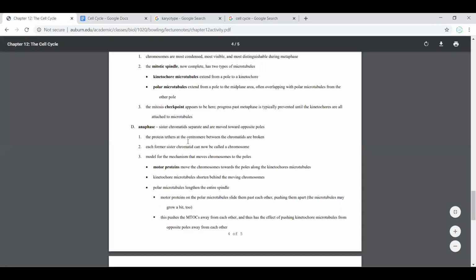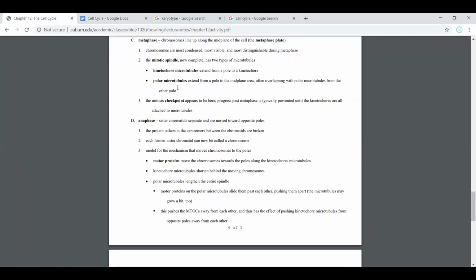So is there anything here I missed? Yeah, so the mitosis checkpoint appears here. So pretty much until all of the microtubules are connected, or once all chromosomes have a microtubule attached to them, that's when the cell continues into the rest of mitosis.